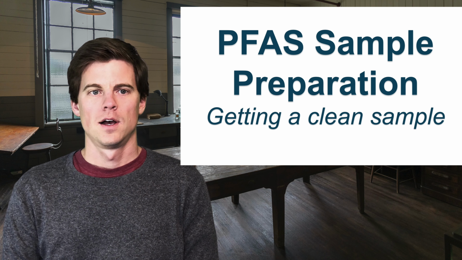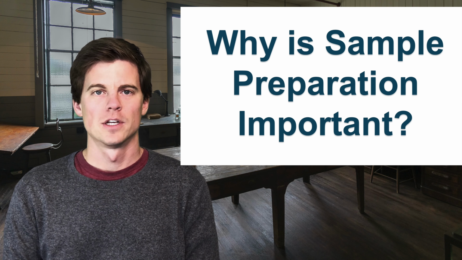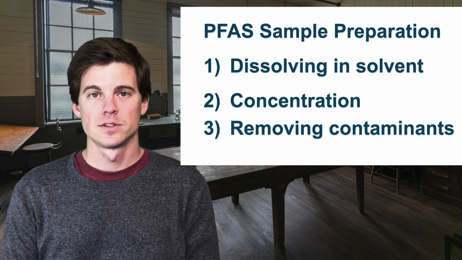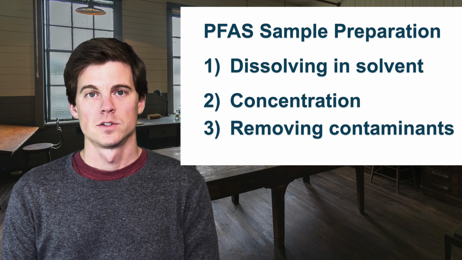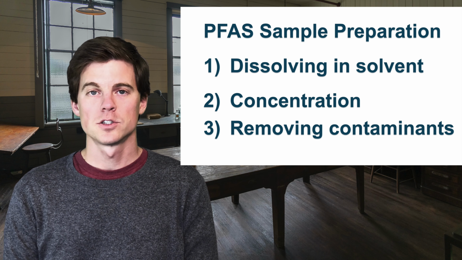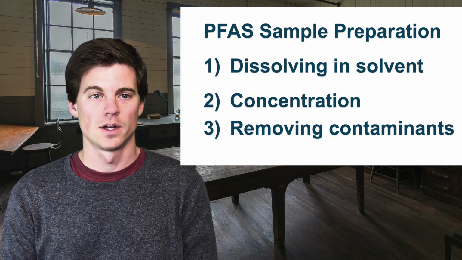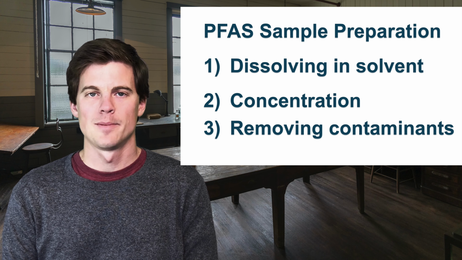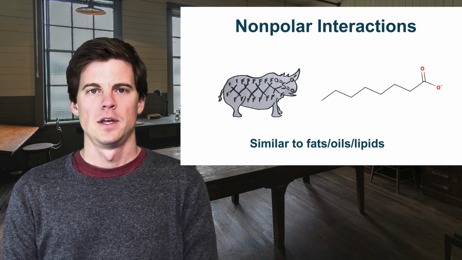So to get started, PFAS sample preparation, getting a clean sample. Why is sample preparation important? Sample preparation does three things. First, it dissolves your compounds in a solvent that you can then go on to analyze on instrumentation. It concentrates your compounds, so it takes something that might be at very small levels, like parts per trillion in the environment, and concentrates it up to parts per billion or parts per million, something that you can look at on an instrument and be able to see and know the concentration. And third would be removing contaminants. Any sample has contaminants in it that might interfere with your instrumental assay. So these are the points of sample preparation.